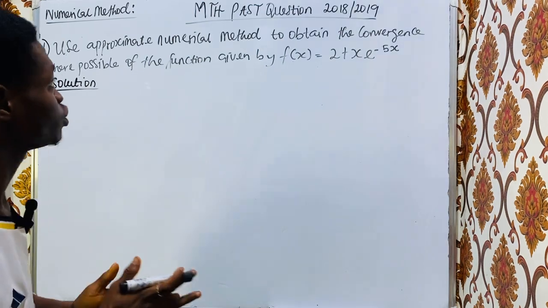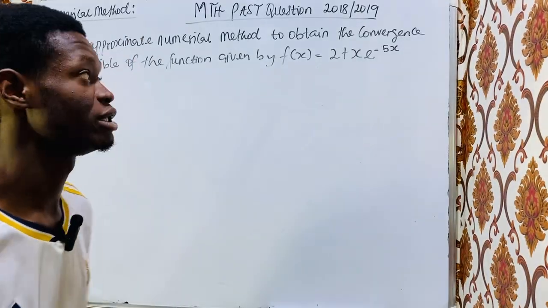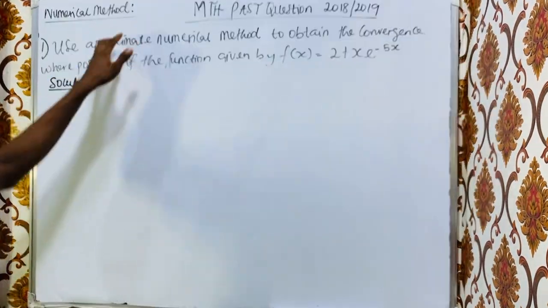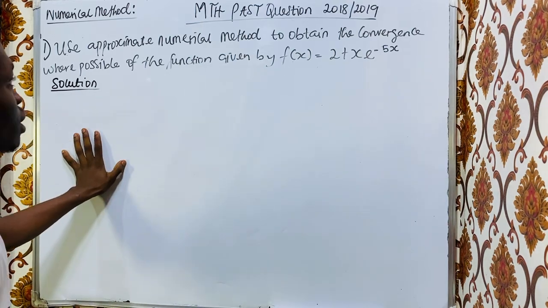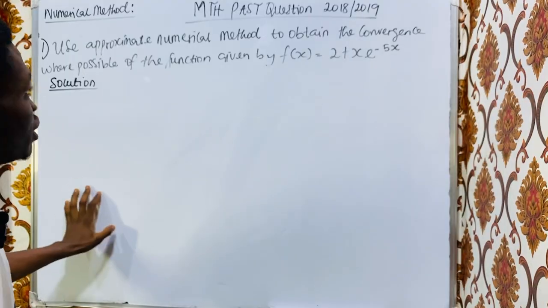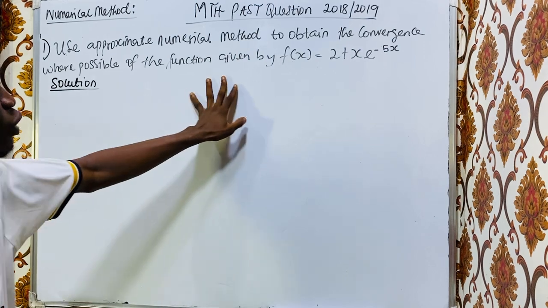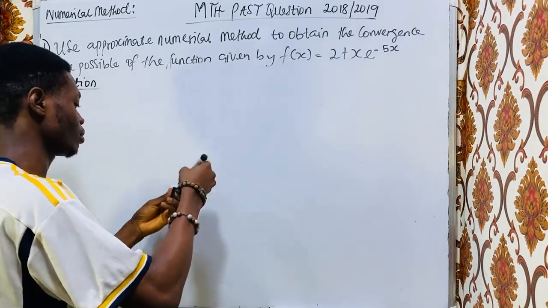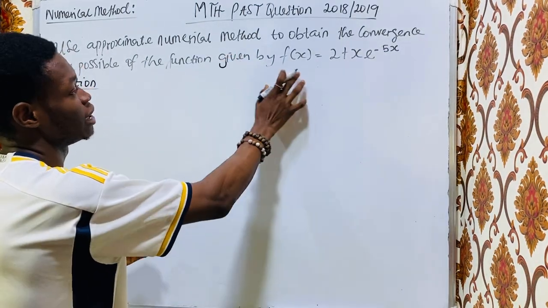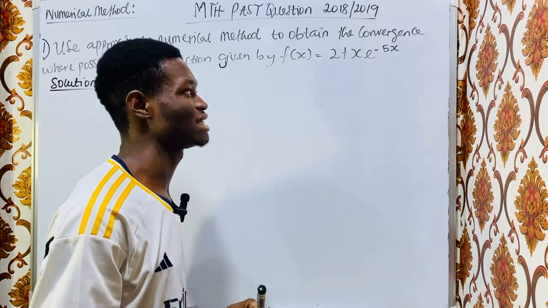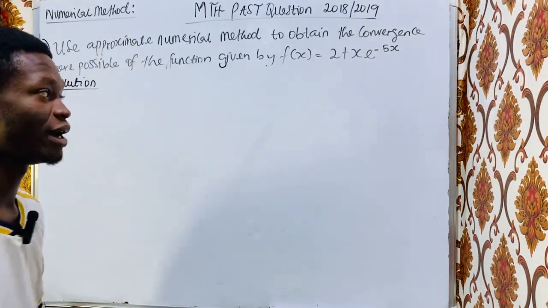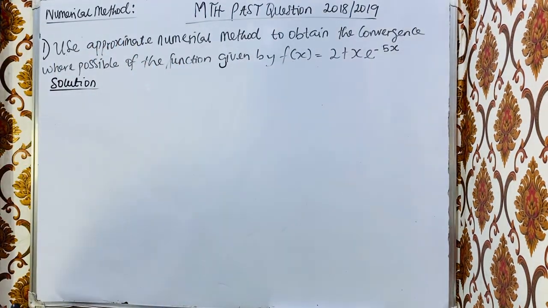Today we'll be solving past questions on MTH under numerical method. The first question reads: use approximate numerical method to obtain the convergence where possible of the function given by f of x is equal to 2 plus x times exponential negative 5x. So we write our solutions.